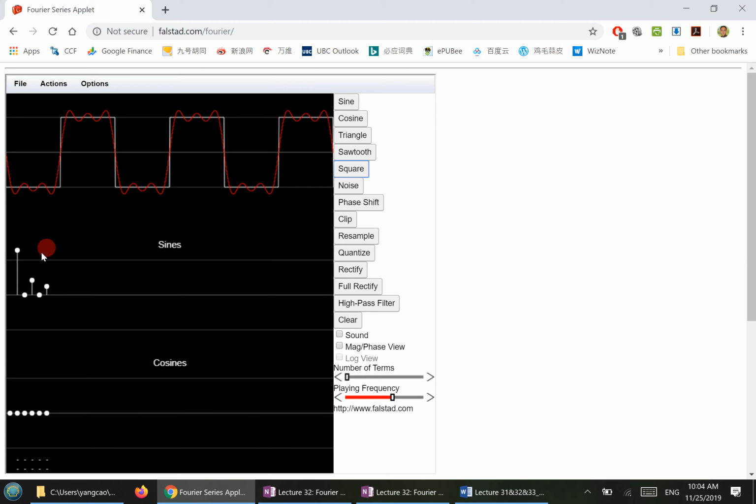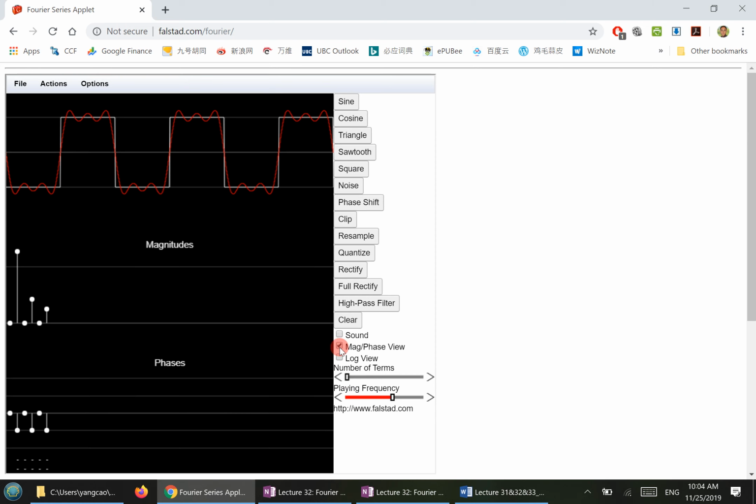And it also shows you the magnitude for the sine and cosine coefficients here. You can also try the magnitude and phase view. This is basically Cn and phi n, right? And you can also do what? You can also play the sound. When you click the sound, you play the sound. Why can you play the sound?